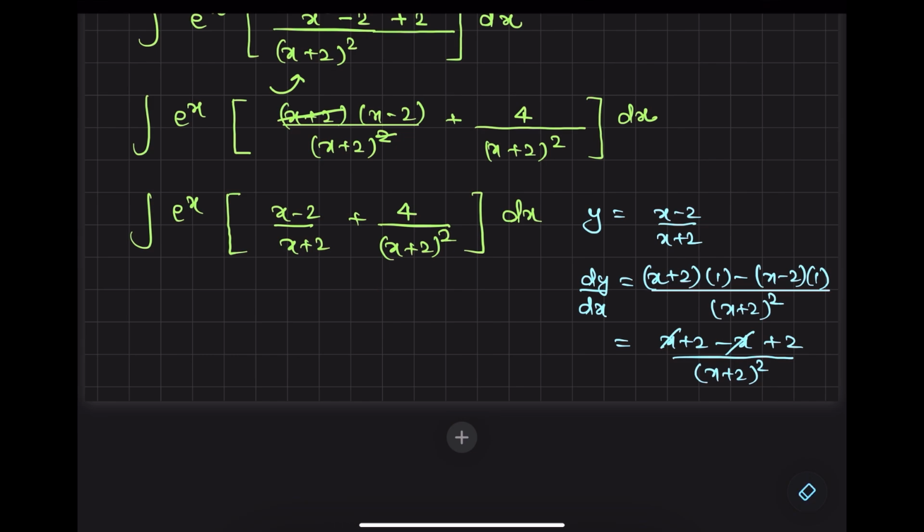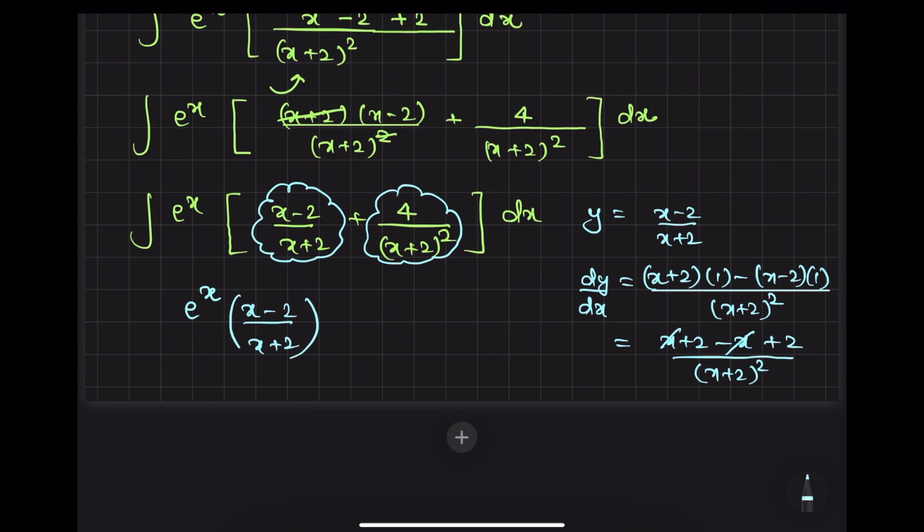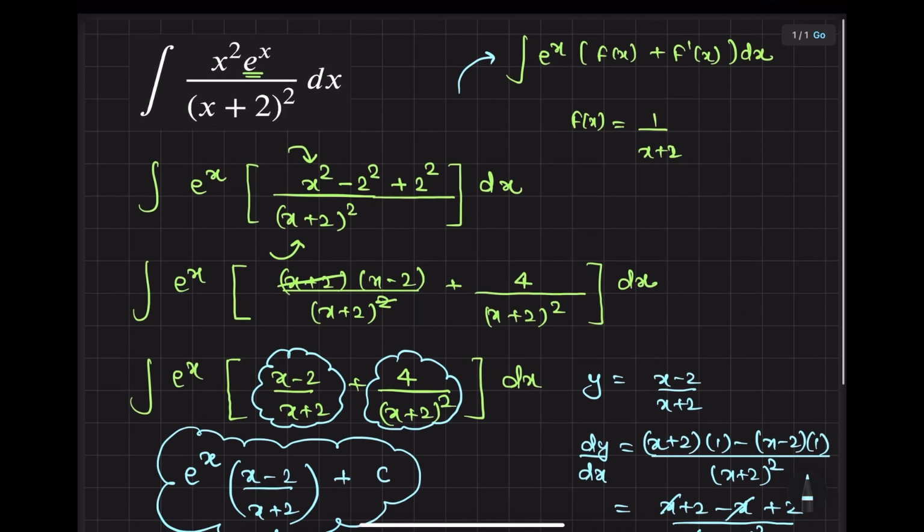So according to us, this is f of x and this is the differentiation of the given function. Now, can we write down the direct formula? e power x times f of x, that is x minus 2 upon x plus 2, with integration constant c. Okay, I hope the idea is clear and you guys can handle similar situations.